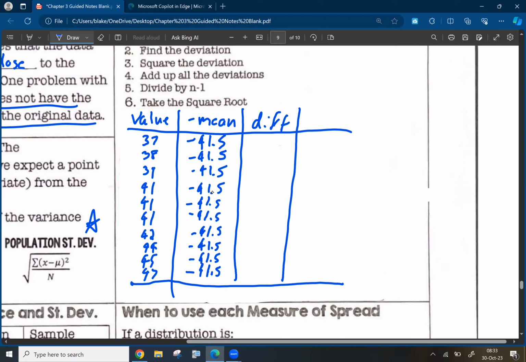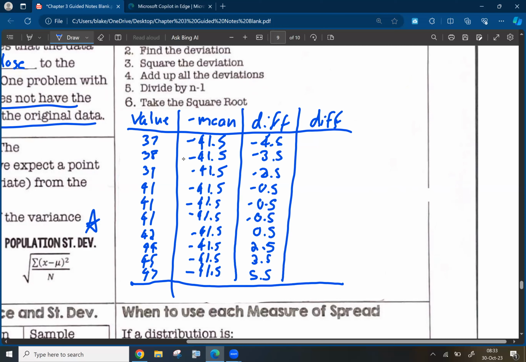So if we take the difference, this one's going to be negative 4.5, right? 37 minus 41.5 is negative 4.5. Then 38 minus 41.5 is negative 3.5, followed by negative 2.5, negative 0.5, negative 0.5, negative 0.5, positive 0.5, 2.5, 3.5, and 5.5.